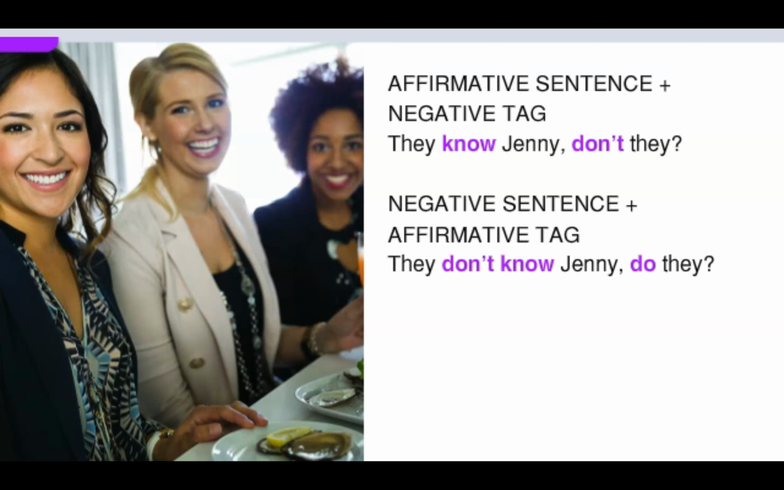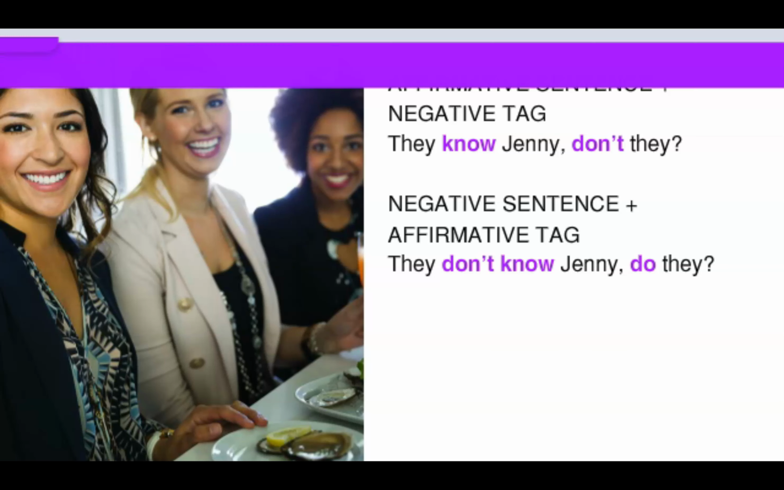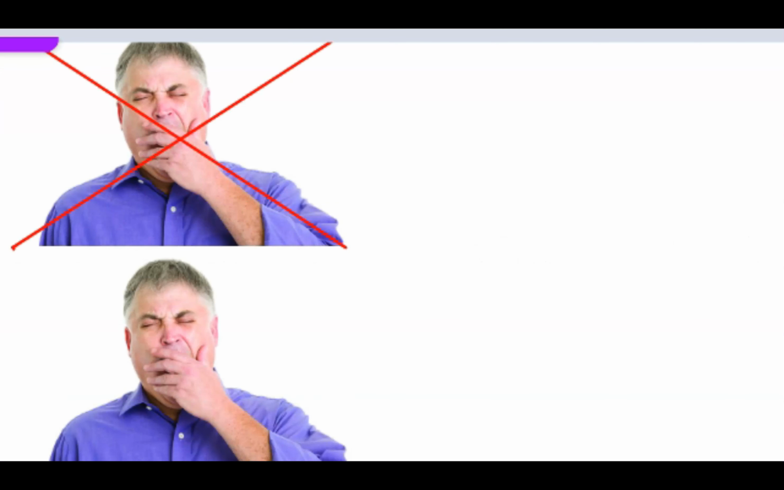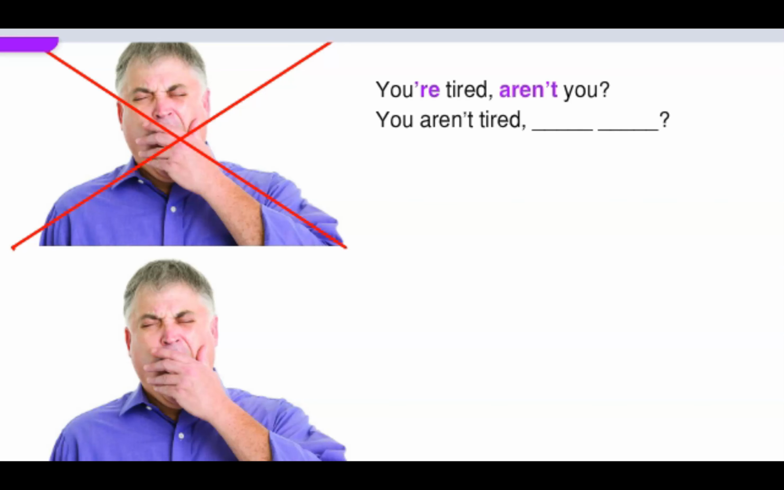Affirmative sentence and negative tag. They know Jenny, don't they? Negative sentence and affirmative tag. They don't know Jenny, do they? Check your understanding. Look at the picture and the questions. Complete the first question with the correct tag. Now complete the second question with the correct tag.